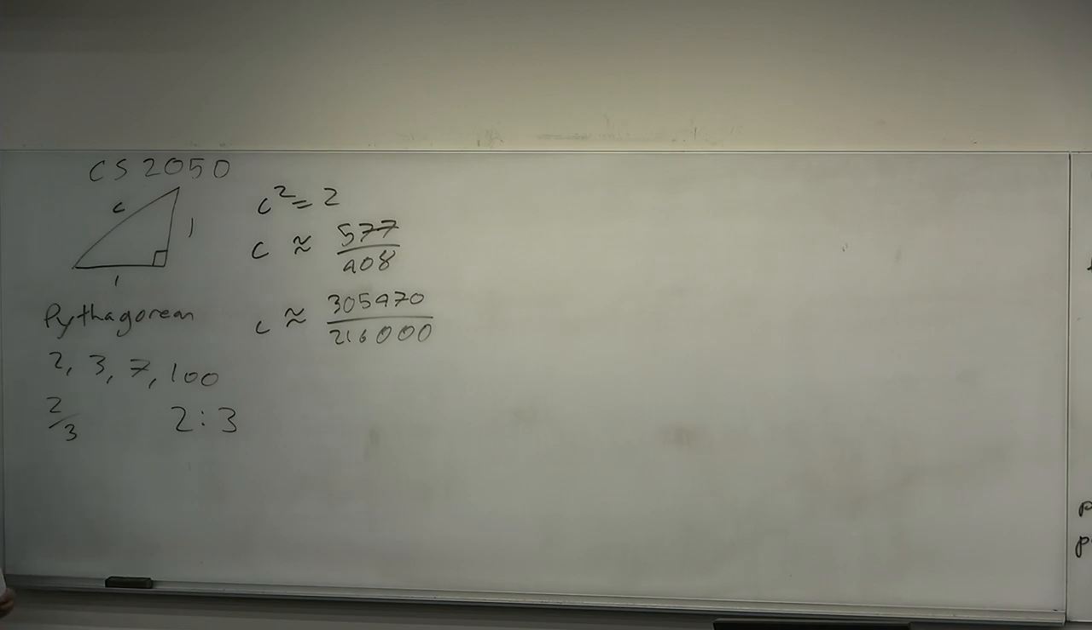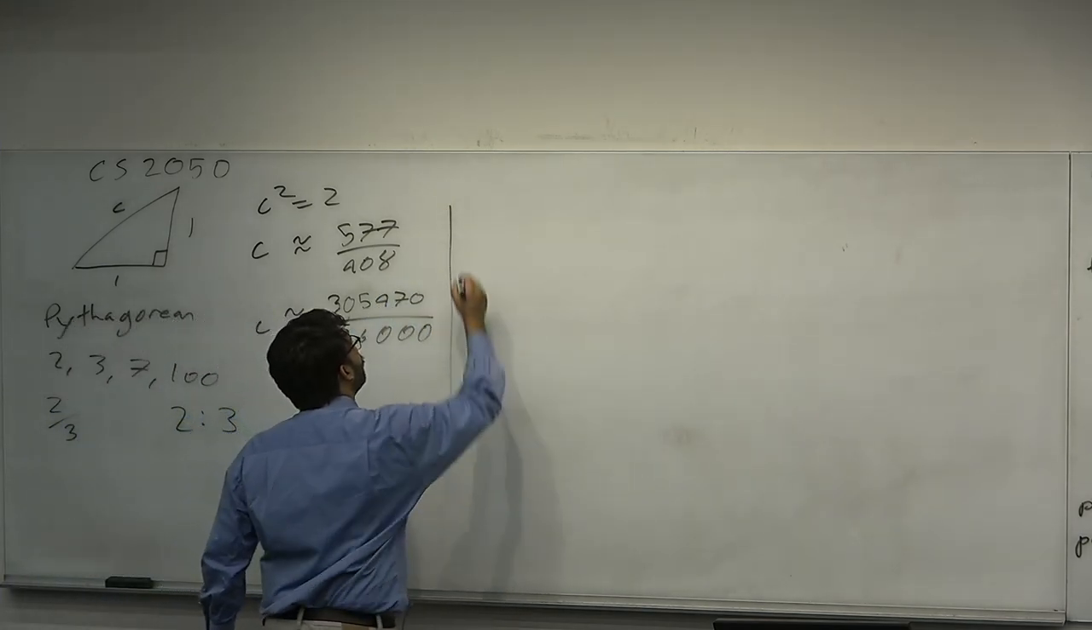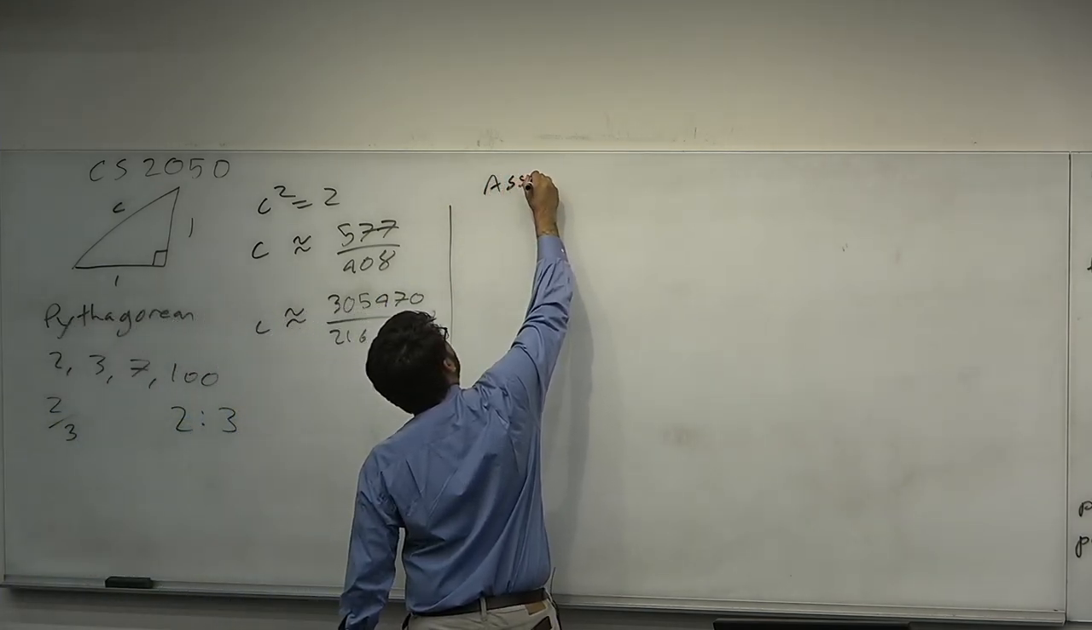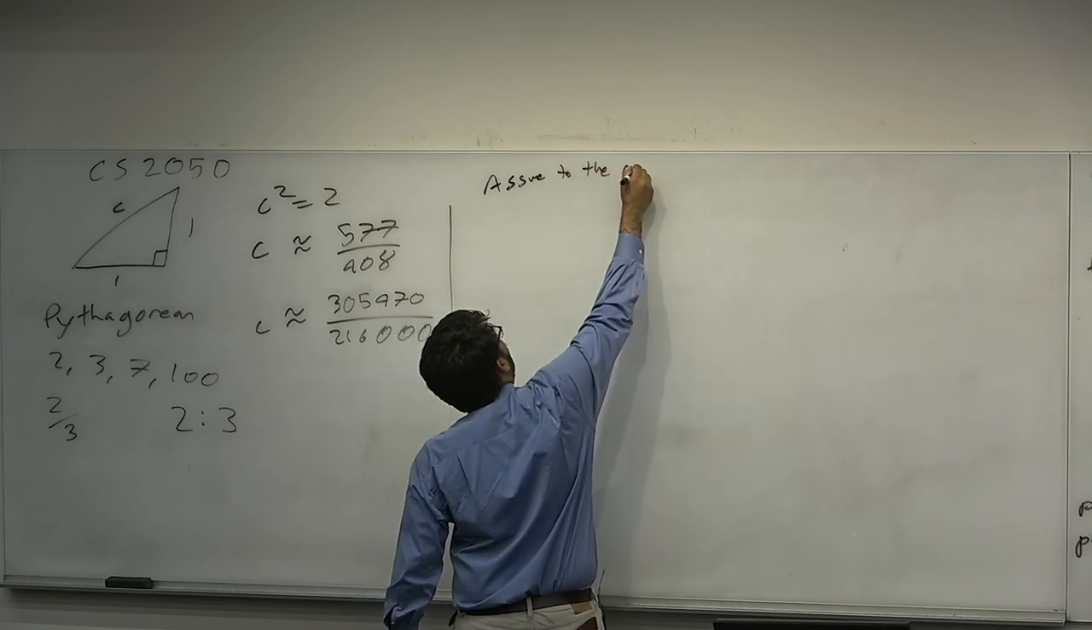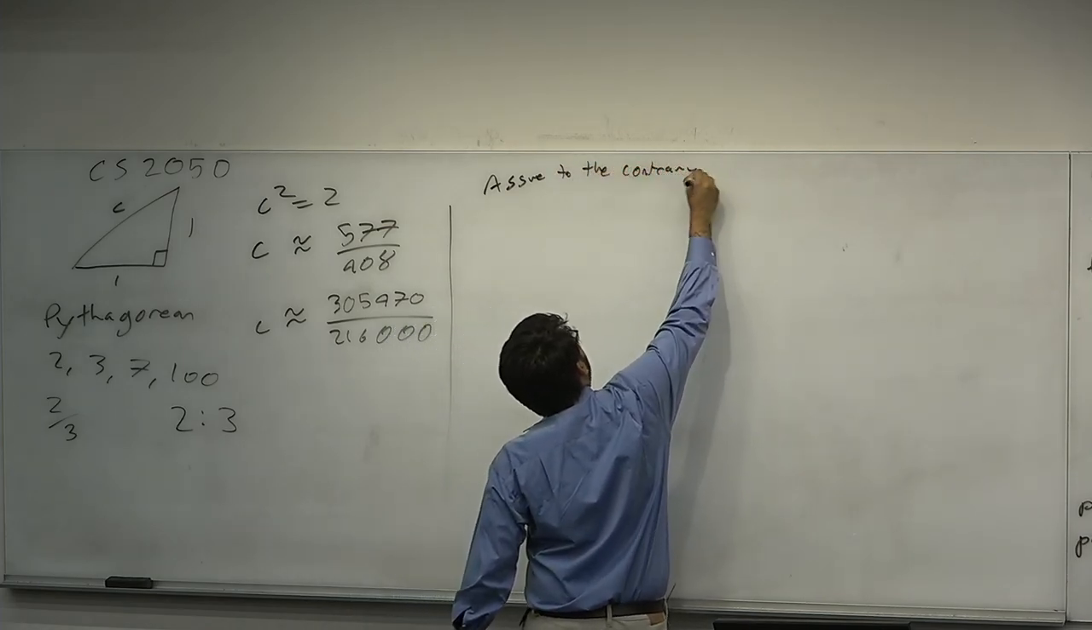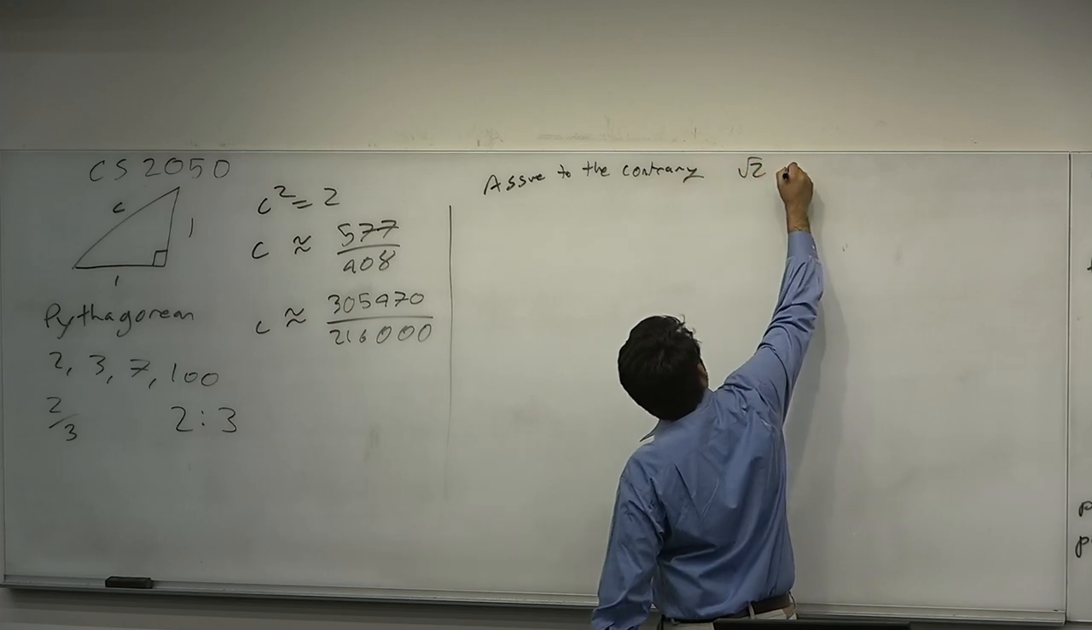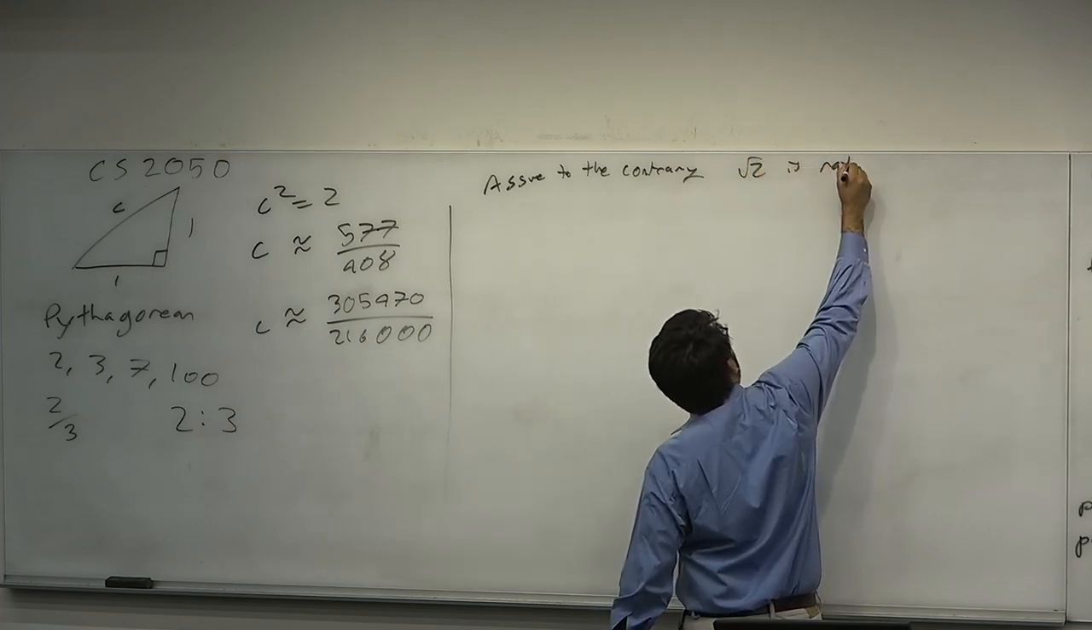In comes the strength of proof. He thought that someone else would figure out what the ratio was. What was the actual rational number that C was equal to? Through a simple proof by contradiction, you can show that actually there is no such ratio. So we proceed with his student Hippasus's proof: assume to the contrary that the square root of 2 is rational.